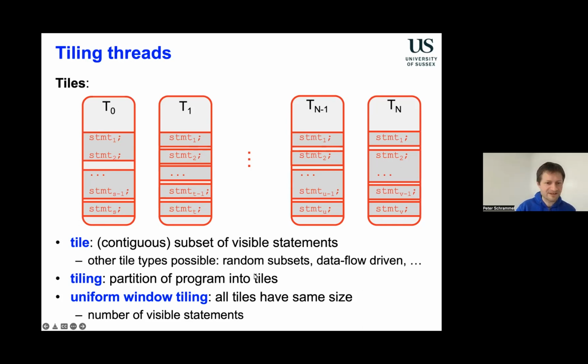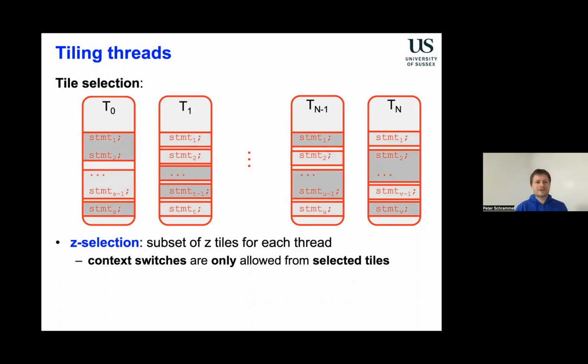There could be other tilings that are more advantageous. We don't know. So once we have defined these groups of statements that we call tiles, we now need to select in which tiles we actually allow context switches, because we want to restrict these context switches from happening outside the selected tiles. So we call a selection essentially a subset of tiles per thread.